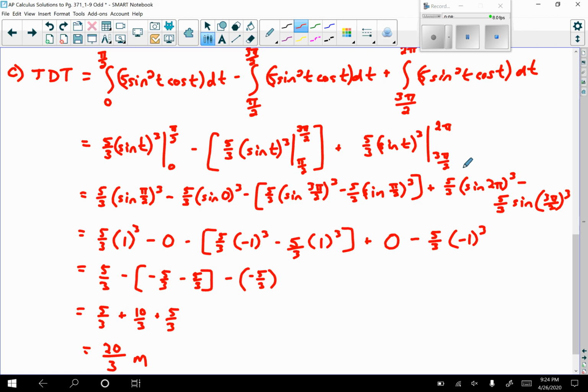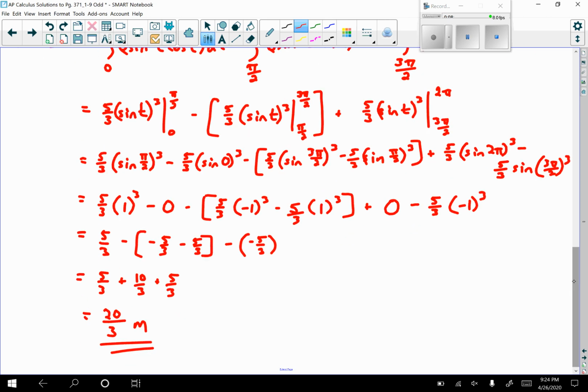So carefully going through, pause the video, look at each step. I try to write everything out in full detail. Again, let me know if you have any questions, but this one should be coming out to 20/3 meters as the total distance traveled.